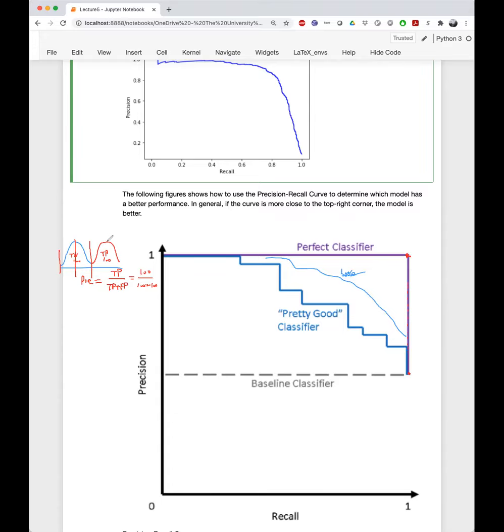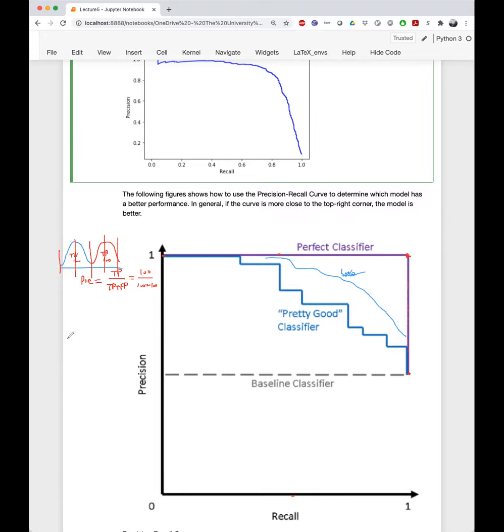Then we move to here. Now the recall is 0.5, and the precision is actually 1. All of the 50 cases that are predicted positive are truly positive. So that's the point here, until we get here, right? So we move along the vertical line first and then along the horizontal line. Right, so this is the perfect classifier.